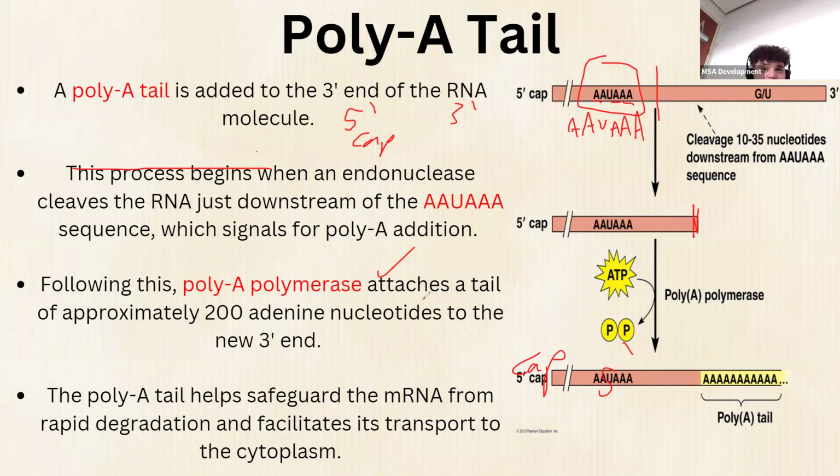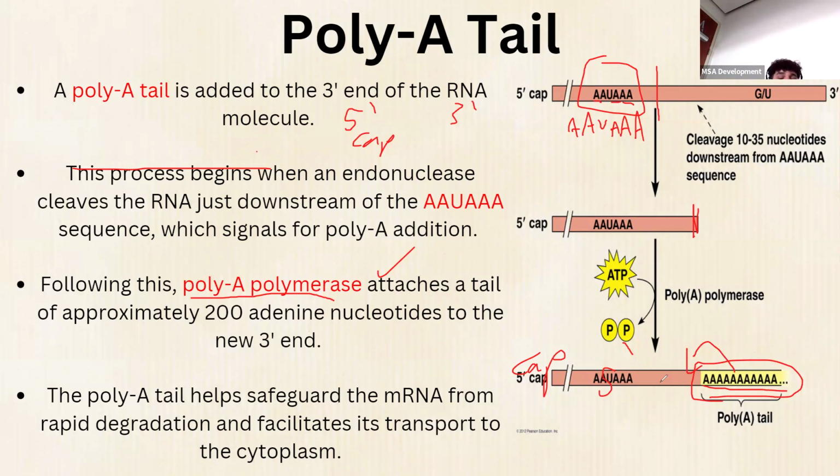Following this, poly A polymerase, remember the name, poly A polymerase, will attach a tail of approximately 200 adenine nucleotides. So what's the poly A? Poly means multiple. A. So I have a lot of A's back to back. The poly A polymerase will bring this poly A tail and attach it after the AAUAAA.